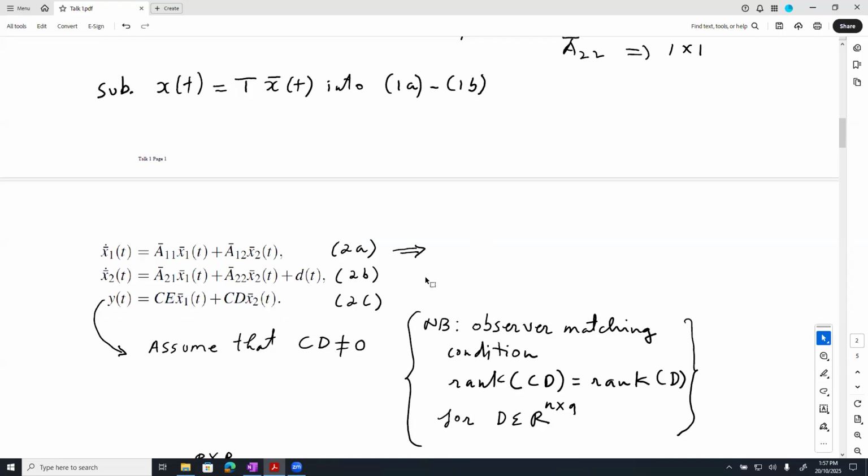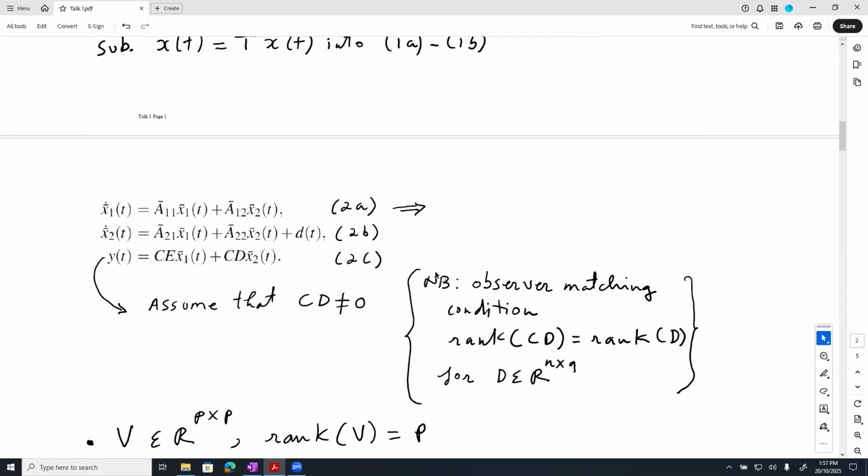And according to Hou and Muller, this assumption is basically that the product of matrix C times D, note that it is actually a column matrix, should be non-zero. And if it's non-zero, then what that means is it's actually equivalent to the observer matching condition. The general observer matching condition requires the rank of CD equal to the rank of D, where D is a matrix of more than one column.